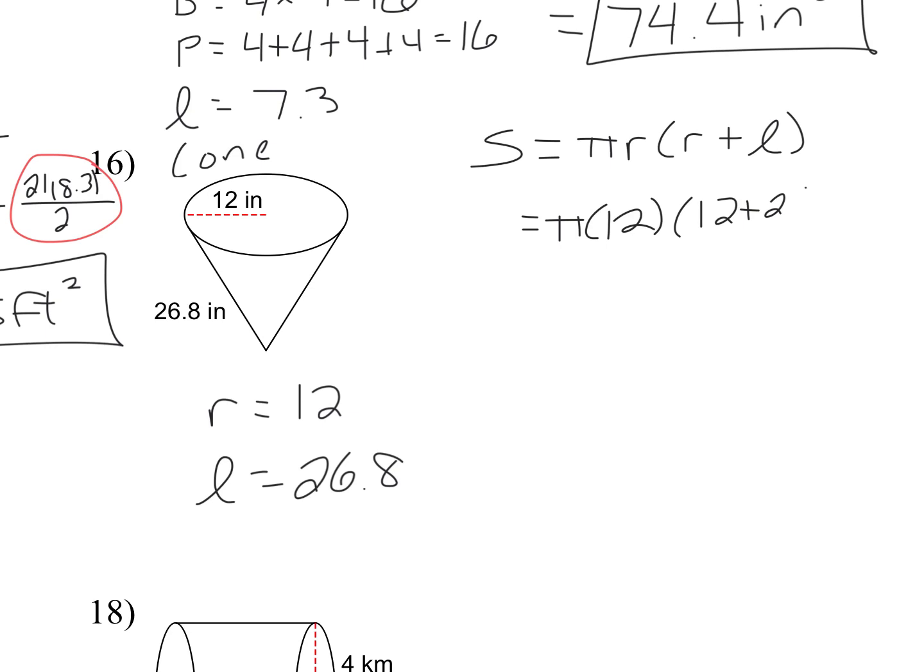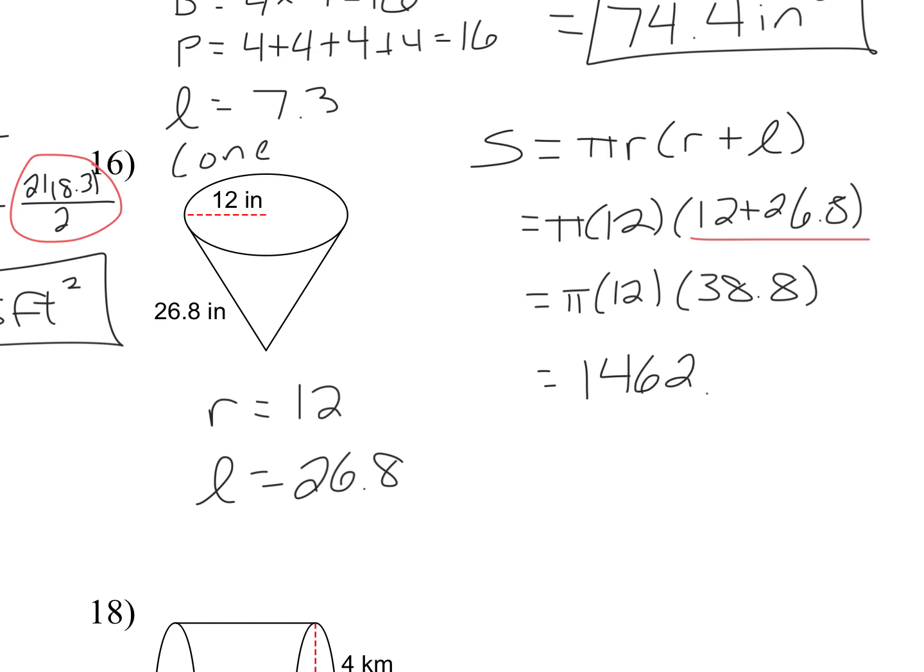When solving these, what do you need to do first? Which parentheses? The big one. Yep, the addition one needs to go first. So we get pi times 12 times 38.8. And then what can you do in your calculator? Yep, you can multiply. What's your final answer? Yep, 1,462.7 inches squared.